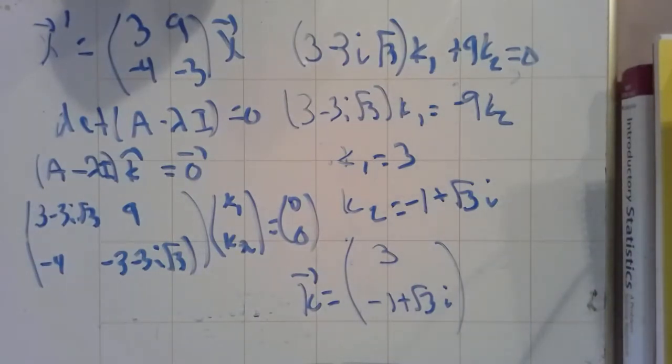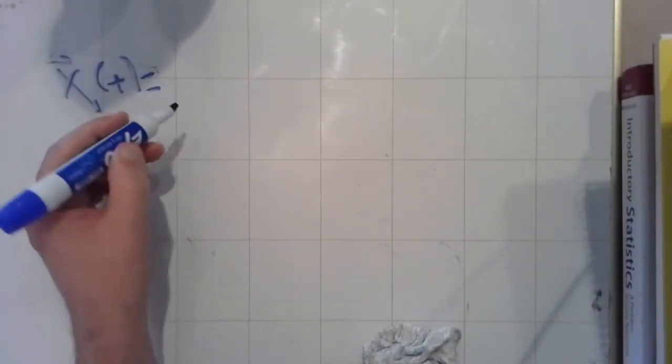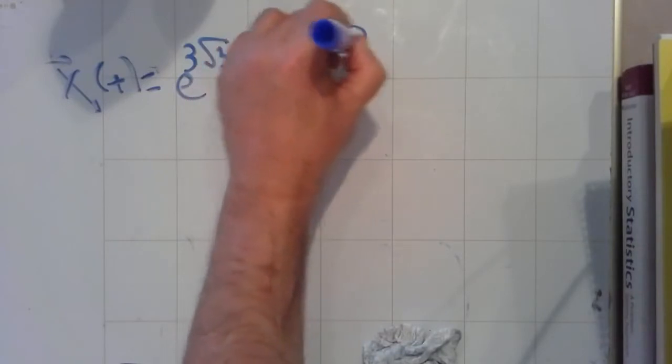Okay, now let's write out what we have. Now we could have found the second eigenvector using the other eigenvalue, but you'll see we won't need it. So we're going to write out our solution from this eigenvector and say x1 of t is e to the 3 root 3i t times this eigenvector we just found.